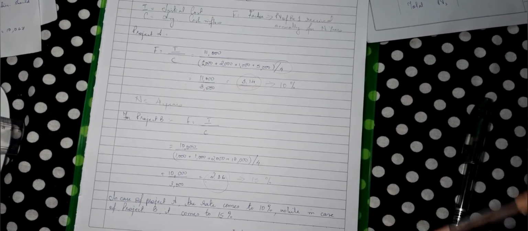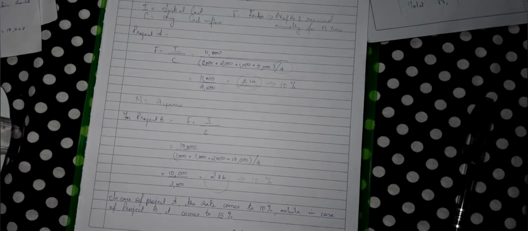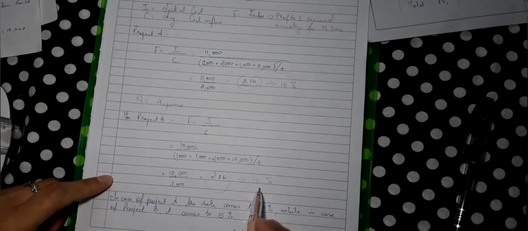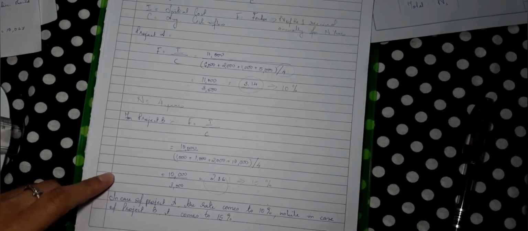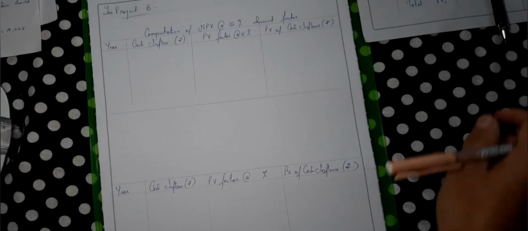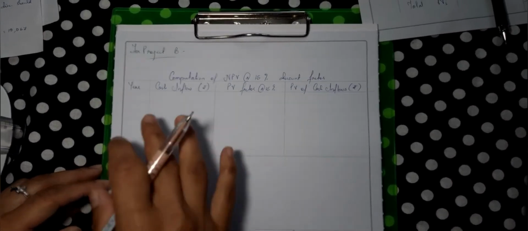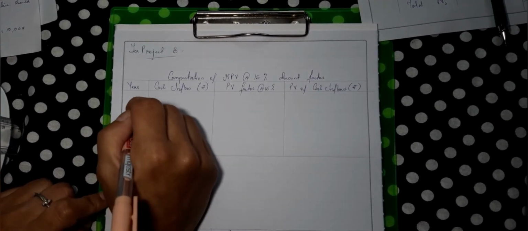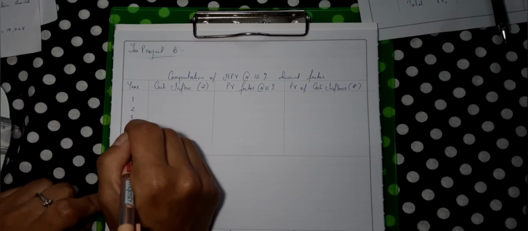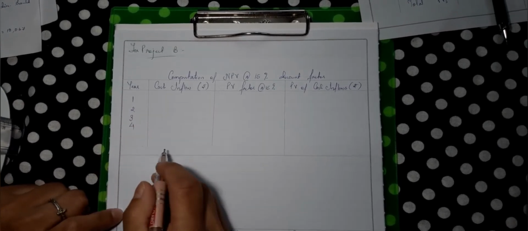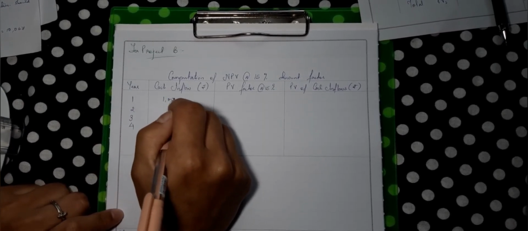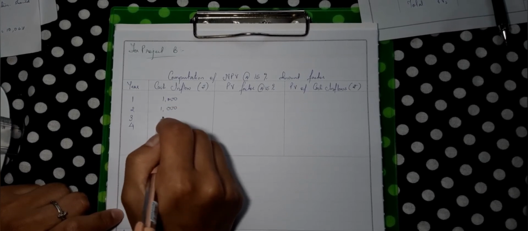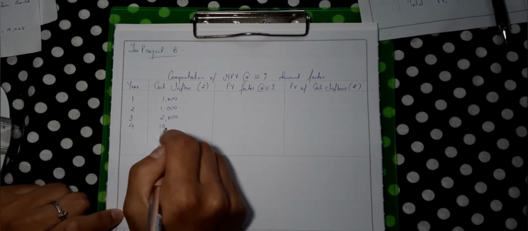That was with regards to project A, and when it comes to project B, we've already calculated the starting factor. We're going to start with the factor at the rate of 15%. So let's start with the calculation of total present values at the rate of 15% for project B. I've already prepared my table here: computation of NPV at the 15% discount factor. Again, years 1, 2, 3, 4, and cash inflows from the question are 1,000, 1,000, 2,000, and 10,000.